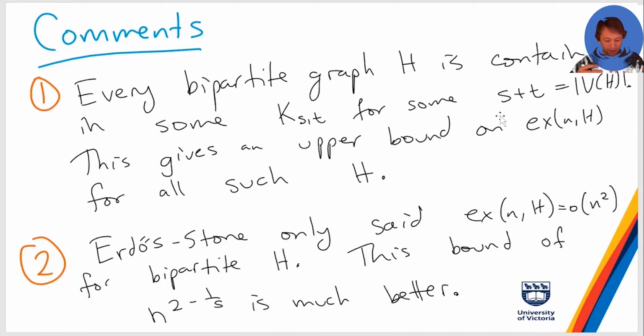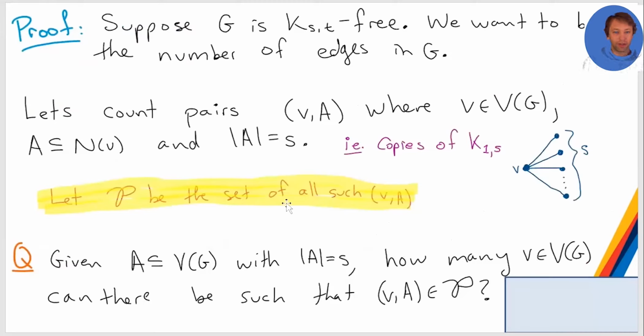Because if I have a graph G that forbids copies of H, so this graph G doesn't have any copies of H, then it also can't contain a complete bipartite graph of the right sizes. So if it doesn't contain H, and H has S vertices in one part of the bipartition and T in the other, then it also can't contain a K_{S,T} because a K_{S,T} contains H. So forbidding H will also forbid K_{S,T}, and you get an upper bound on this thing for every bipartite graph H. Okay, so let's try to prove this.